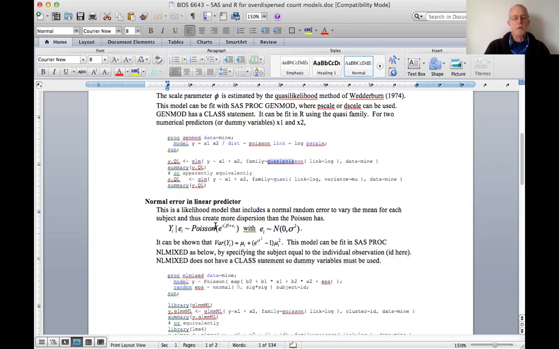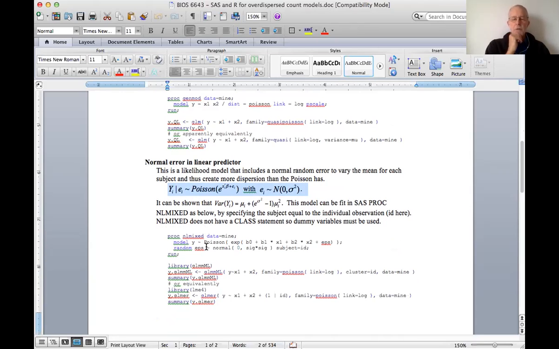Okay, with the normal error model, y given epsilon is here's your model, that same model we had before. And one way to do this is PROC NLMIXED. NLMIXED is SAS software that allows normal random effects. So you can actually just write out the model. I like NLMIXED in this way because it writes out the model. Here's your linear predictor. Y is distributed as Poisson with mean e to the linear predictor plus epsilon. Epsilon is normal with mean 0 and variance sigma squared. So it's exactly like you write it with pencil and paper.